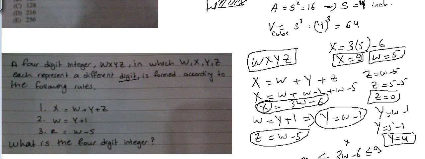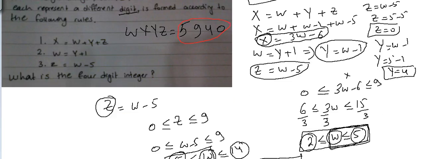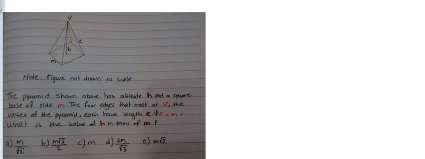What integer do we have? W, X, Y, Z. We can write it in the form W is 5, X is 9, Y is 4, and Z is 0. So this is the 4-digit number. It's 5,940. Let's go to the third number.